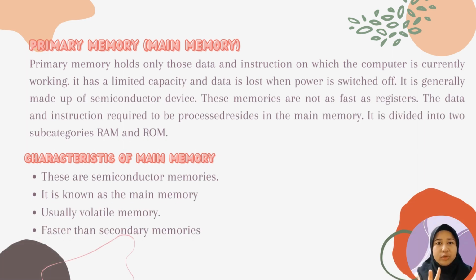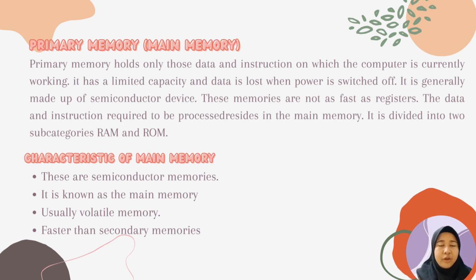Cache memory is divided into two, primary memory and secondary memory. I will explain about primary memory first. So basically, primary memory holds only those data and instructions on which the computer is currently working. It has a limited capacity and data is lost when power is switched off. It is generally made out of semiconductor devices. These memories are not as fast as registers. The data and instructions required to be processed reside in the main memory. It is divided into two subcategories, RAM and ROM.